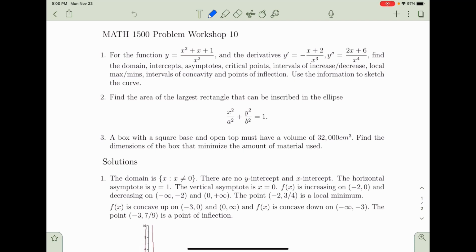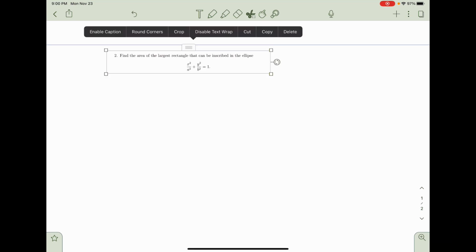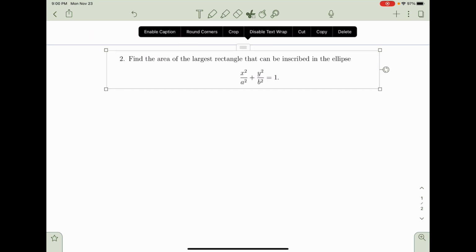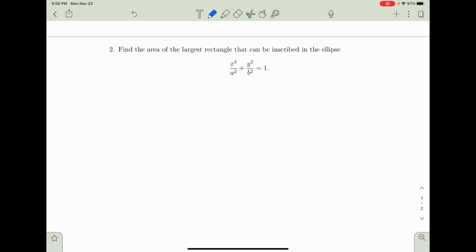We're working on worksheet number 10 about some optimization problems. Today let's take a look at question number 2. Copy and paste here. We have an ellipse, and then we need to inscribe a rectangle inside it. We want the rectangle to have the largest area. So let's graph the diagram first.